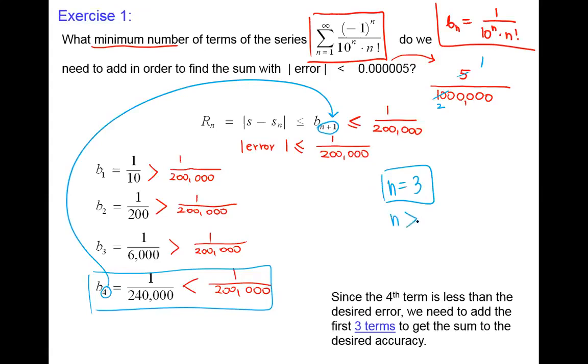However, all other numbers greater than 3 will also satisfy the condition, but the question asks for the minimum number. Because when I add more terms, my error is automatically even smaller, so I'm definitely satisfying the condition of this question. But the minimum number is 3.